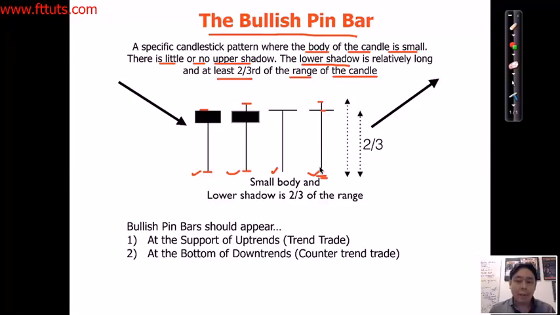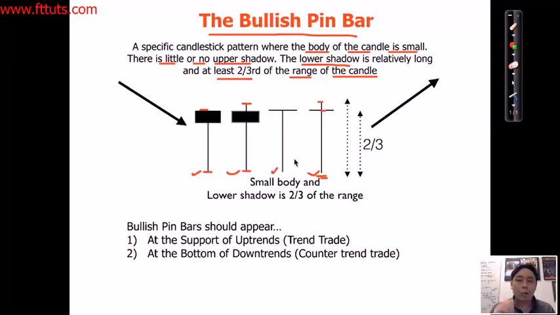So why is this a very powerful pattern? Because when you see this pattern, it tells you that the bulls or the buyers have taken control of that stock for that day. So there's a high probability that the price will reverse up the following day, and that's when we go long, okay? Now, it's important that this bullish pin bar appear at the right context. I mean, it can't appear in any situation. It's going to appear in the right context.